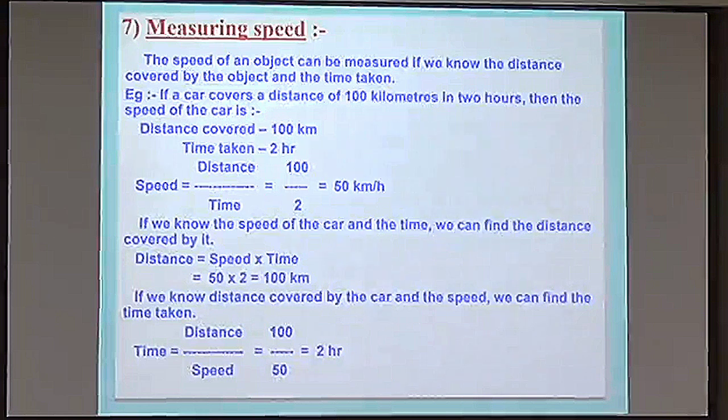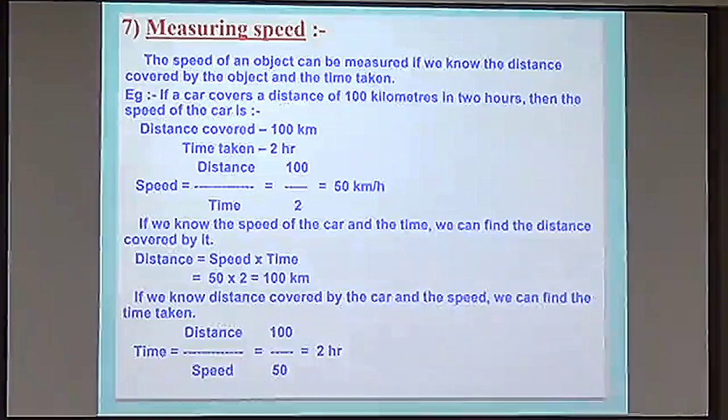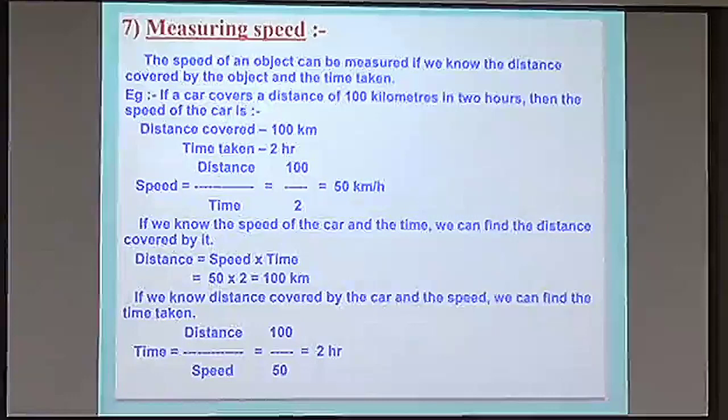Now, if the speed is known to us and time is also given, can we find the distance covered? Yes, we can find the distance covered by using the formula distance is equal to speed into time. Like, speed is 50, time is 2, then the distance will be equal to 100 kilometers.